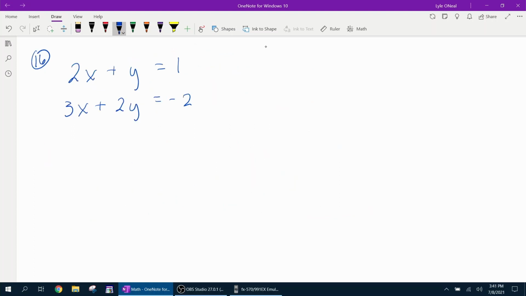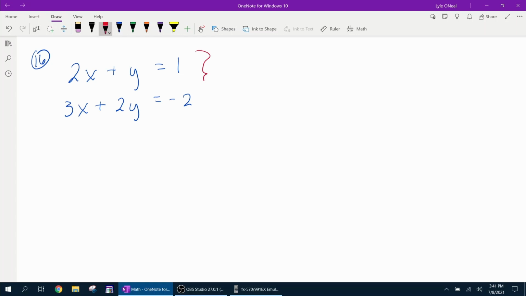Our next example, problem number 16, here they have given us a system of linear equations, and the instructions say solve the system using Gaussian elimination or Gauss-Jordan elimination. And so we are going to use Gaussian elimination. I don't plan to ever demonstrate Gauss-Jordan because that's really more of a goal for a linear algebra course. We can get by in this course with only Gaussian elimination.